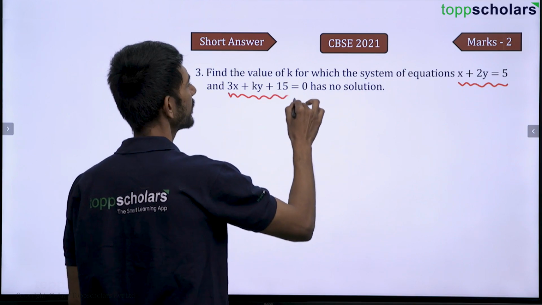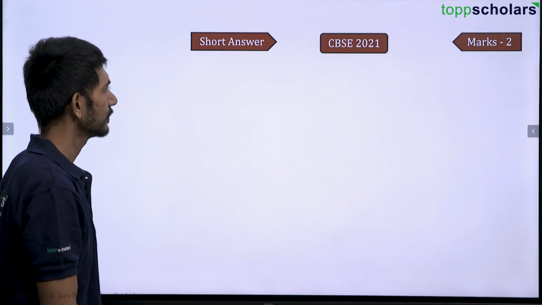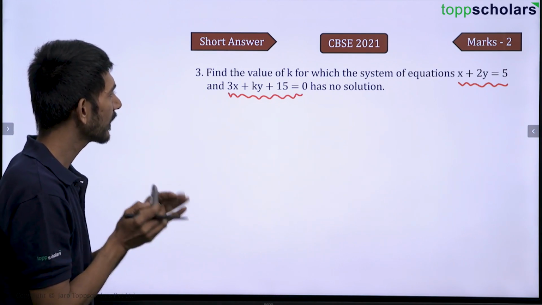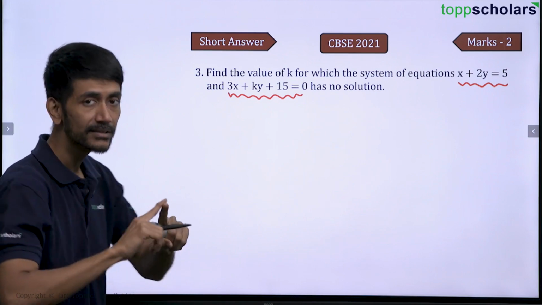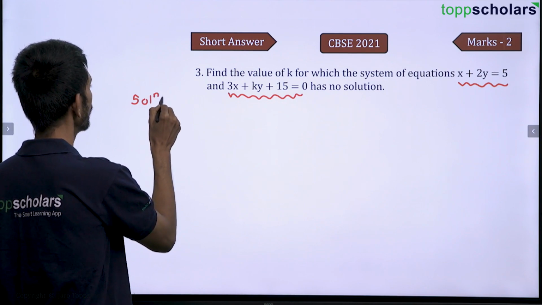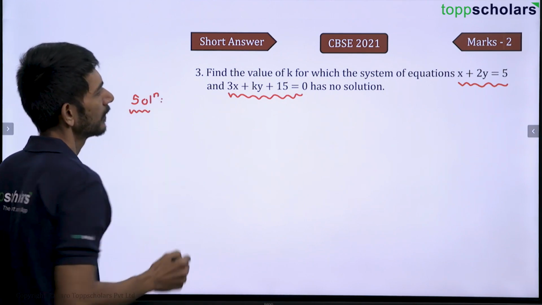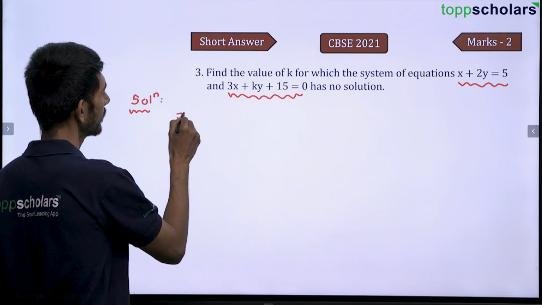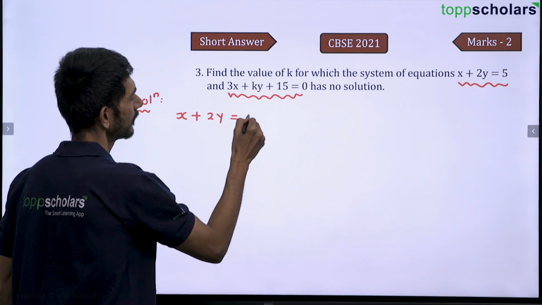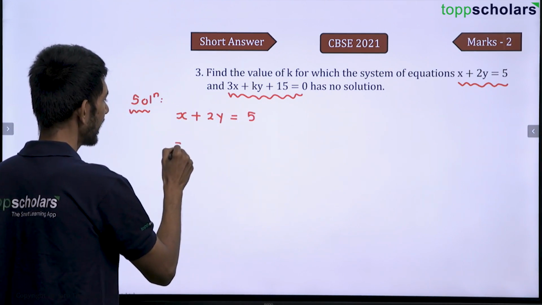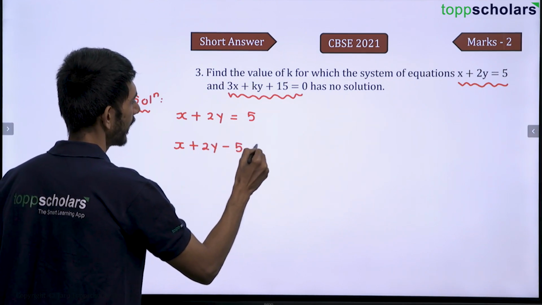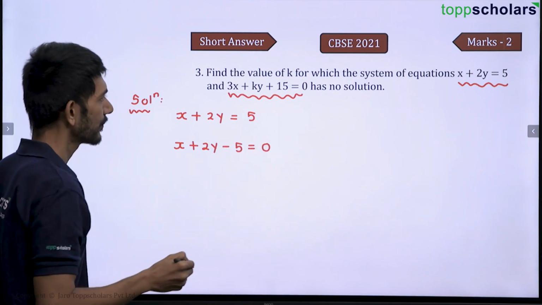3x plus ky plus 15 is equal to 0 has no solution. Find the value of k for which the system of equations x plus 2y is equal to 5 and 3x plus ky plus 15 is equal to 0 has no solution. Okay. Firstly, what we can do is write down the two equations given. We are given x plus 2y is equal to 5. So can I say this is x plus 2y minus 5 is equal to 0, right?